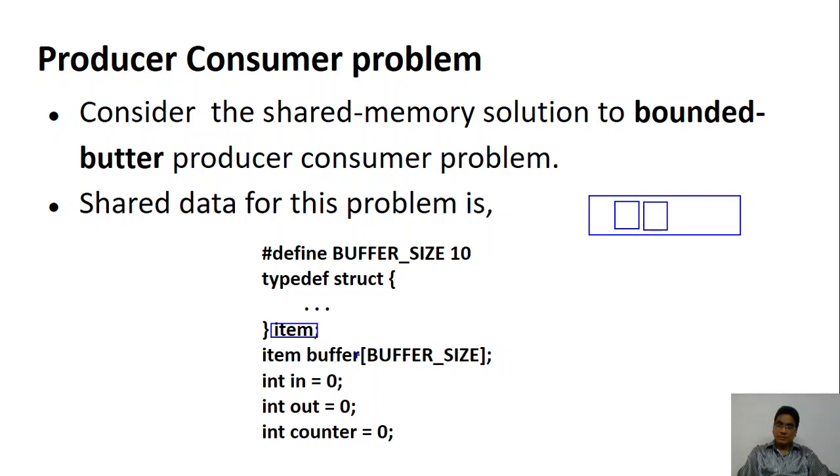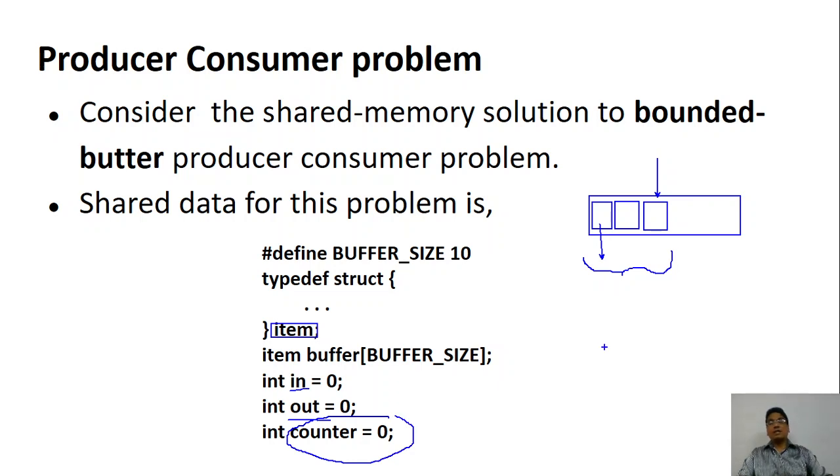So when the producer produces an item, it must know which is the next position where the item has to be placed. Whether it is here or there is indicated by the in pointer. In the same way, the consumer is going to consume the item, so the consumer must know which item is to be removed from the buffer. That is the out. And we must know how many items are there in the buffer. That is given by the counter.